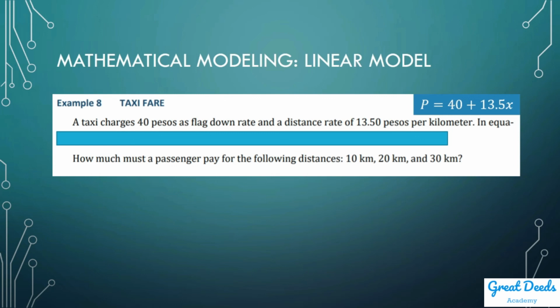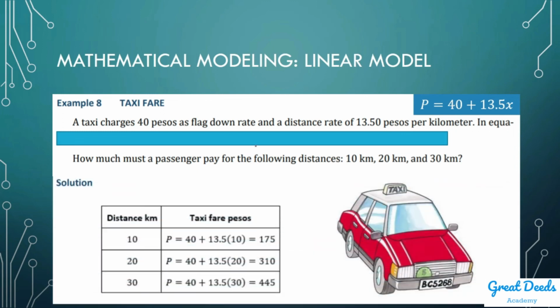How much must a passenger pay for the following distances? So this one is easy. You will just evaluate our function when x is equal to 10 kilometers, 20 kilometers and 30 kilometers. So when x is 10 kilometers, your fare is 175 pesos. When x is 20 kilometers, you must pay 310 pesos. And when the distance covered by your taxi is 30 kilometers, you must pay 445 pesos.